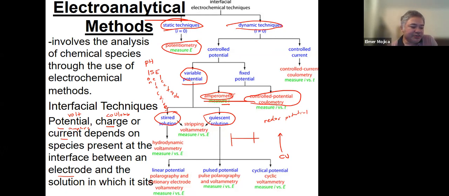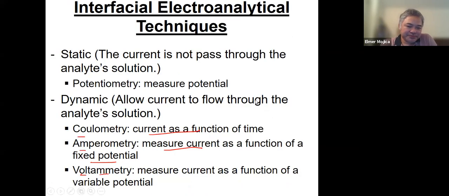Now, what do you think is the one that involves the glucose meter? Which method is it? Anyone? Which of these methods involves the glucose meter? Have you heard what method that is?